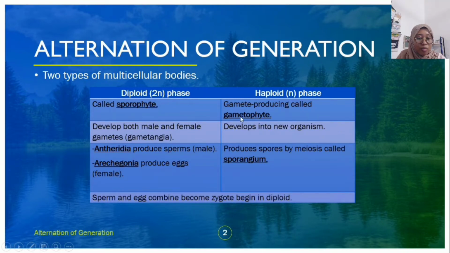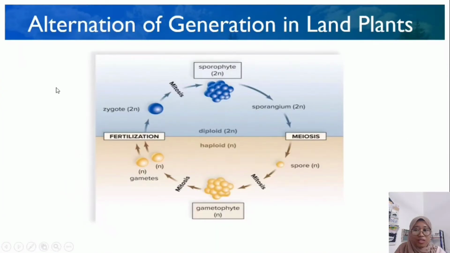In the haploid phase, the gamete-producing stage is called the gametophyte. It will develop into a new organism, and it will also produce spores by meiosis, called sporangia. So this is the alternation of generations in land plants. Basically, plants alternate their life cycle between diploid and haploid. In the diploid stage, it will contain male and female structures that produce spores by meiosis.